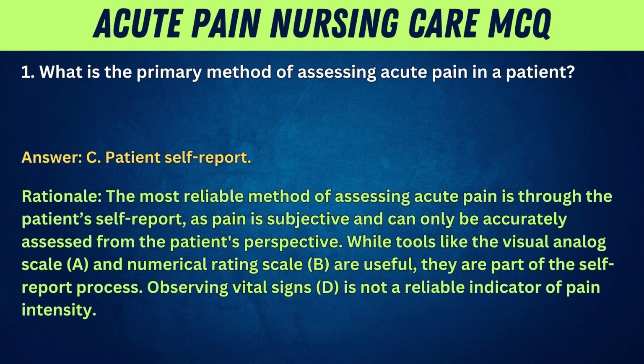The most reliable method of assessing acute pain is through the patient self-report, as pain is subjective and can only be accurately assessed from the patient's perspective. While tools like the visual analog scale, A, and numerical rating scale, B, are useful, they are part of the self-report process. Observing vital signs, D, is not a reliable indicator of pain intensity.